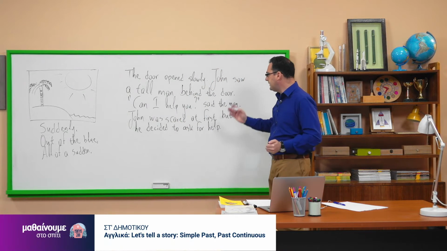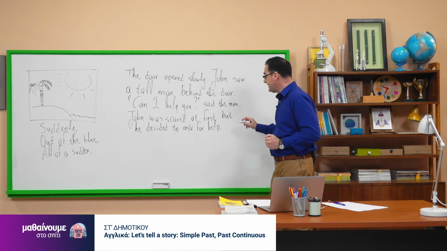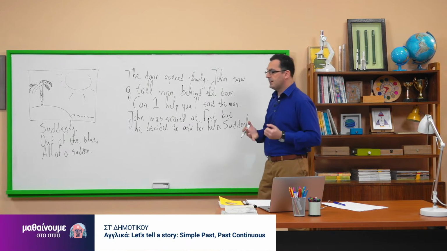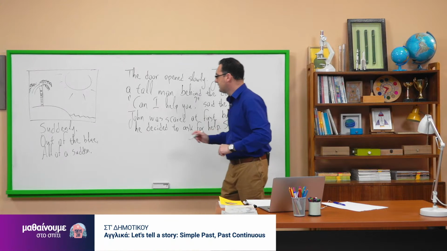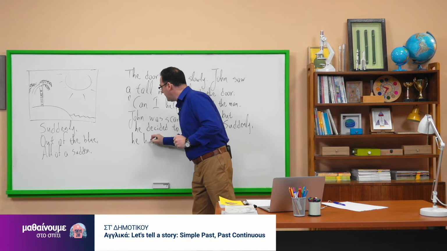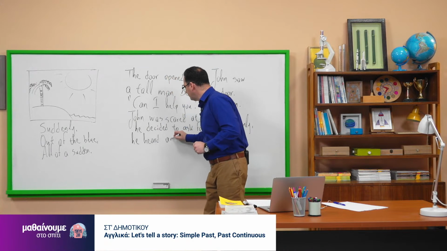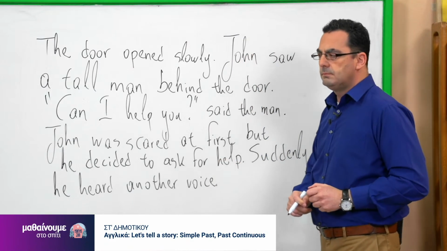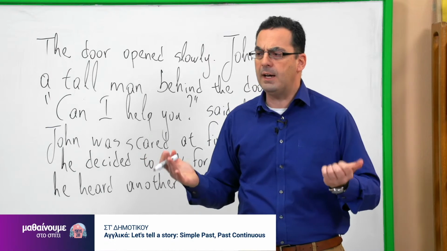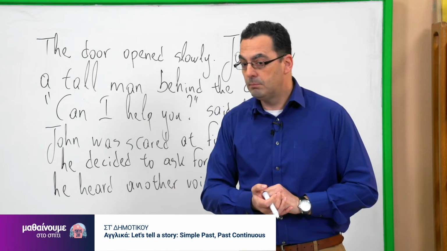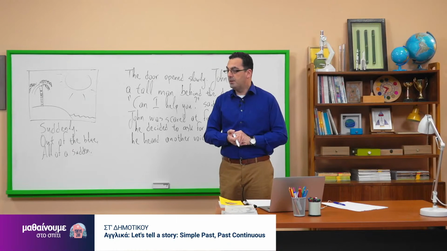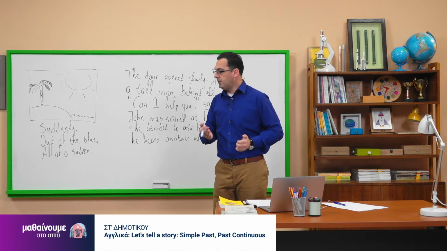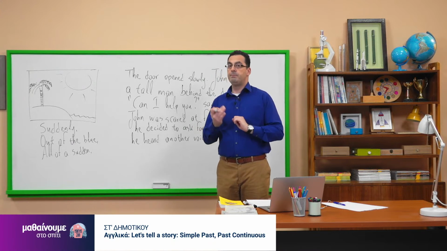So John was scared at first, but he decided to ask for help. Suddenly, now what happened there suddenly? Yes, he heard another voice. Now, who was there? Who was behind the tall man? Was it an old lady? Was it a princess? Was it a man or a woman? You will decide.